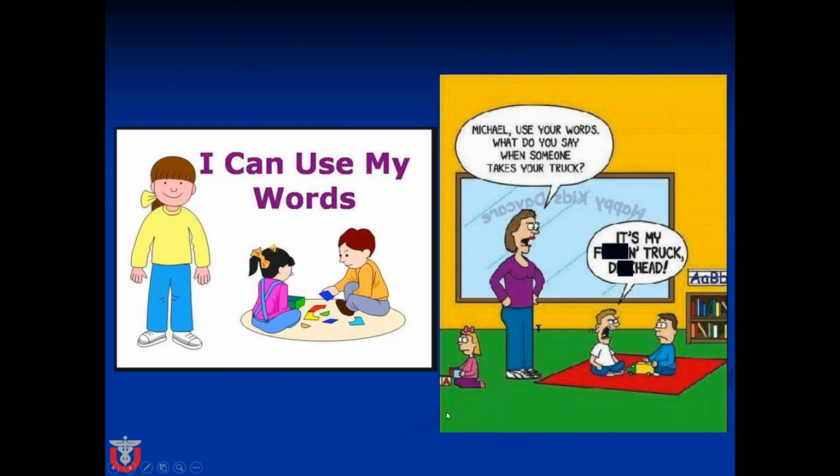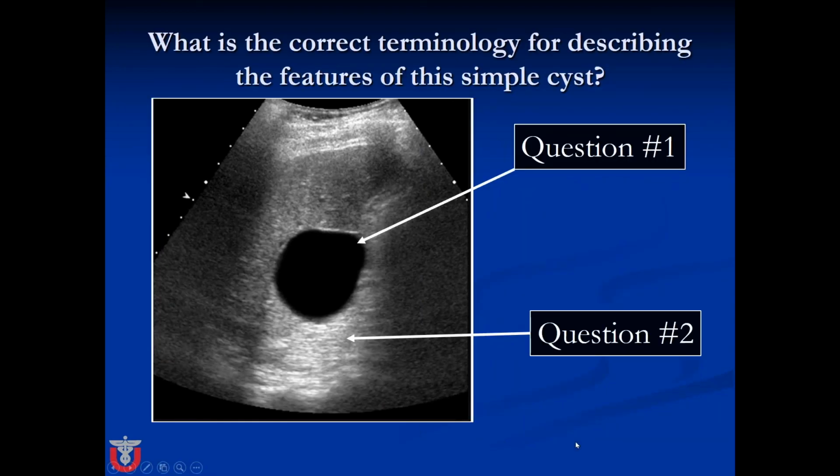And so here's your first two questions. This is a simple cyst. Use the correct terminology for describing these features that allows us to make the diagnosis. So how would you describe the echogenicity of this? And what is this artifact that we're seeing that tells us that this is a cyst? And by the way, I would have put color Doppler on when I did this to make sure there was no flow in this. That's always part of your exam.